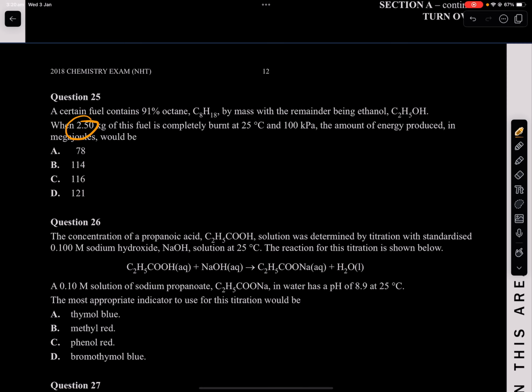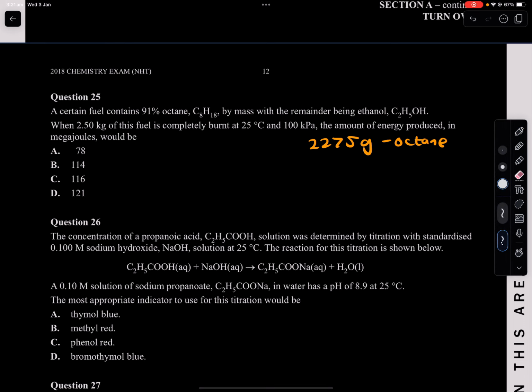So if I have 2.5 kilograms of that fuel, let's convert it to grams because that's much easier to deal with in chemistry. And I know 91% is octane, so imagine timesing it by 0.91. So 2500 times 0.91, and that's going to give me 2275 grams of octane.